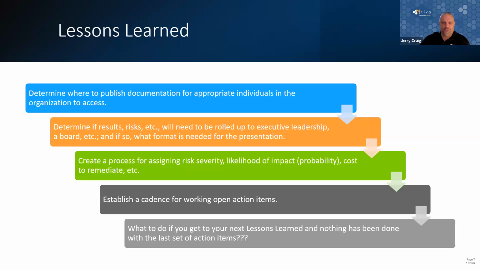My recommendation, and there's a lot of these out on the internet that you can look for of varying types, but create some way of assigning risk severity and likelihood of impact, as well as cost to remediate. So it could be something simple like critical, high, medium, low for severity. What's my likelihood of impact or probability, percentage maybe, or high, medium, low again, if you want to use the same terms, and then cost to remediate.